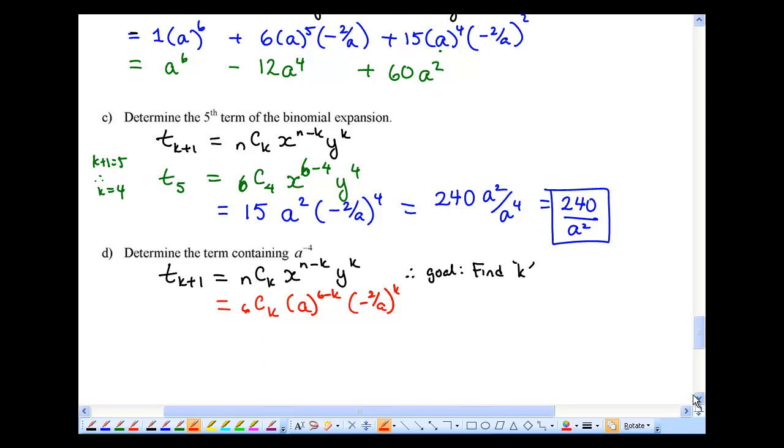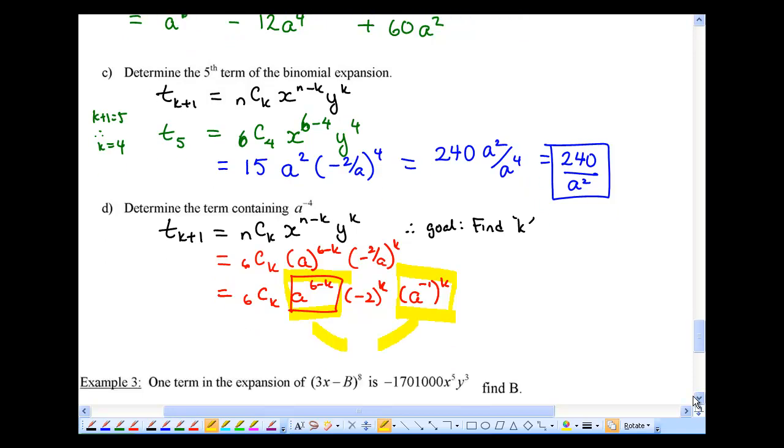Okay, I'm looking for the term that contains a to the negative 4. So we have 6ck, a to the power of 6 minus k. And over here we have negative 2 to the power of k, and that a in the denominator can be written as a to the power of negative 1, to the power of k. Now, we're just concerned with the variables. So this part we're concerned with, this part we're concerned with. So let's combine them together.